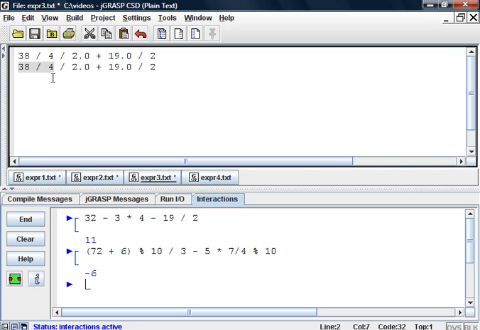So 38 divided by 4 goes evenly 9 times, and we truncate the rest. So we get this sub-expression. Now we compute 9 divided by 2.0. And we have a combination here of an int and a double. And when that happens, Java converts the int into a double. So this is going to be done in the domain of double. It's going to be as if it were 9.0 divided by 2.0. And the answer for that is 4.5.